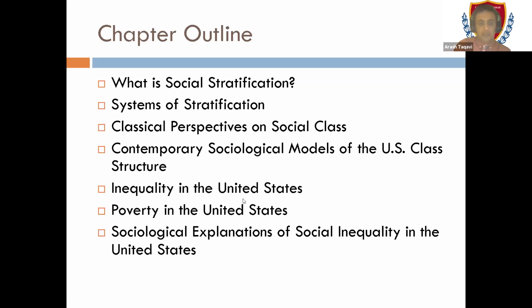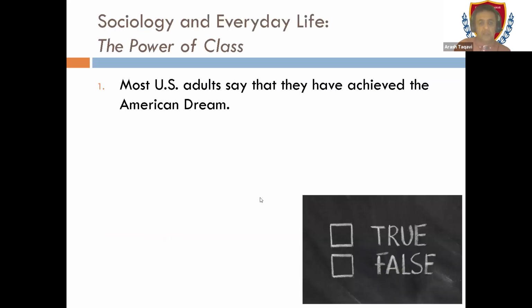Inequality in the United States, poverty in the United States, and sociological explanations of social inequality in the United States. At first, I know that you have the PowerPoint, but try to answer by yourself. It is not important whether it is a true answer or a wrong answer. I want to know your opinion about it. Most US adults say that they have achieved the American dream. Correct, true, or false? False.